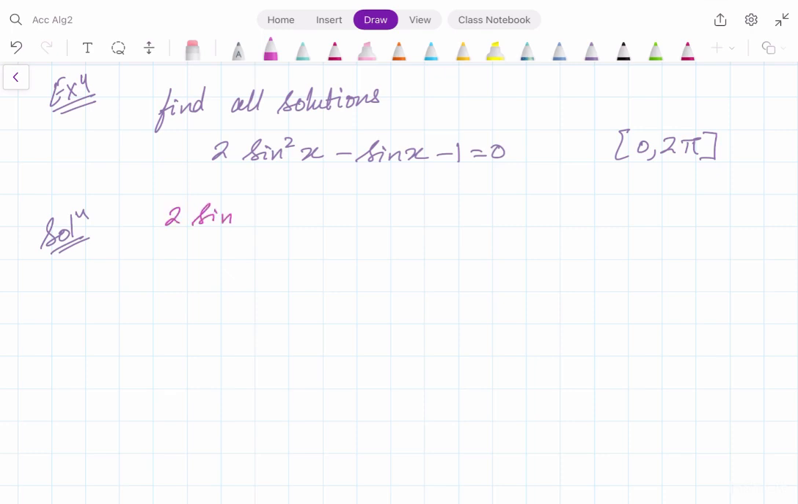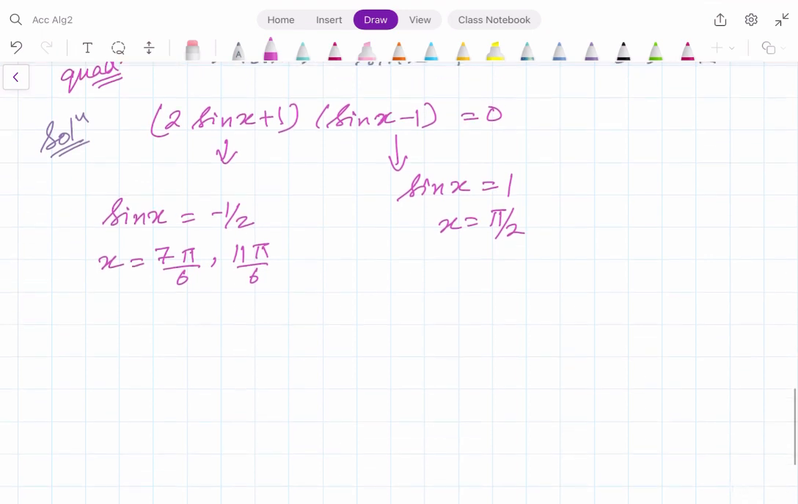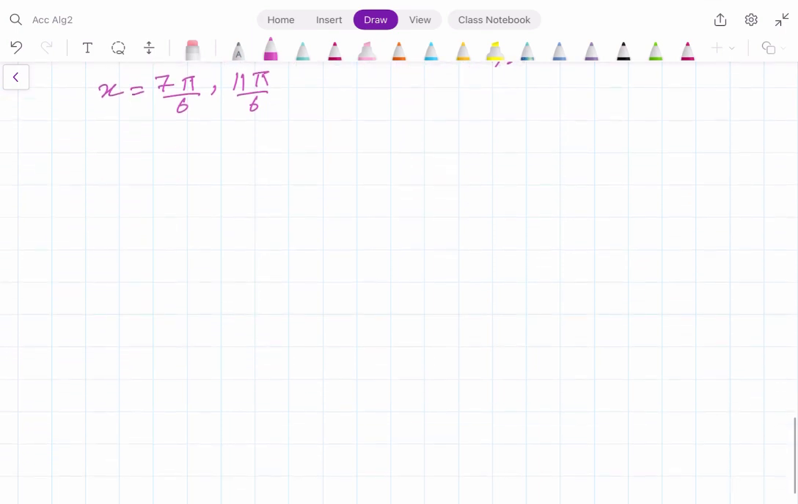If it makes sense, then you can assign u equal to sine x and make it more quadratic. So if I factor it out, this is what I will get. And one by one, I can put them equal to 0. So this will give you sine x is equal to negative 1/2. So negative 1/2 will happen at 7 pi/6 and 11 pi/6. And this will give you sine x is equal to 1, which will happen at pi/2. So these types of problems can be solved with a simple understanding of quadratics.